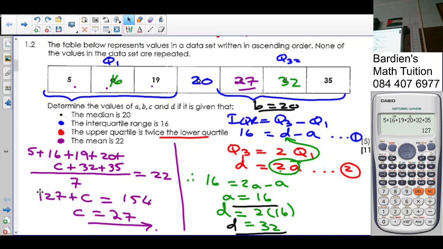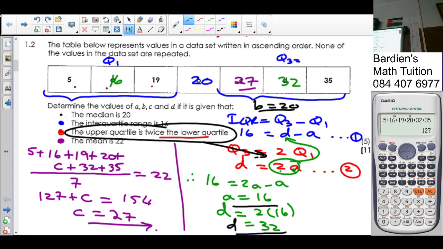So we don't know what the value of the lower quartile is. It's in variable form. That is why we say the upper quartile is twice the lower quartile. The lower quartile is A. So the upper quartile has to be 2 times A. You understand? And that is where this fits in. Okay. Anything else? Because remember, they want you to set up an equation so that you can solve the equation. Okay.